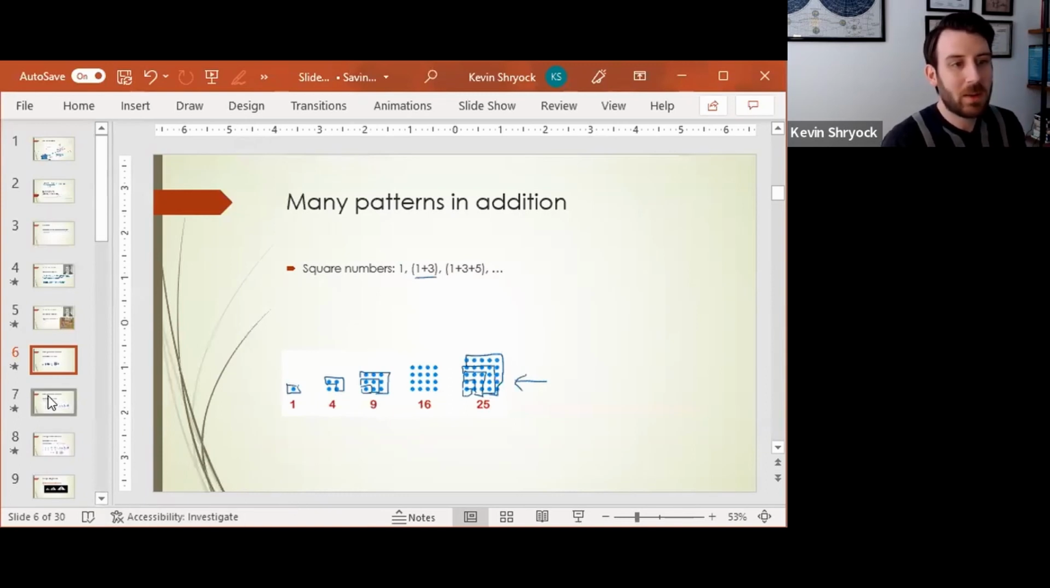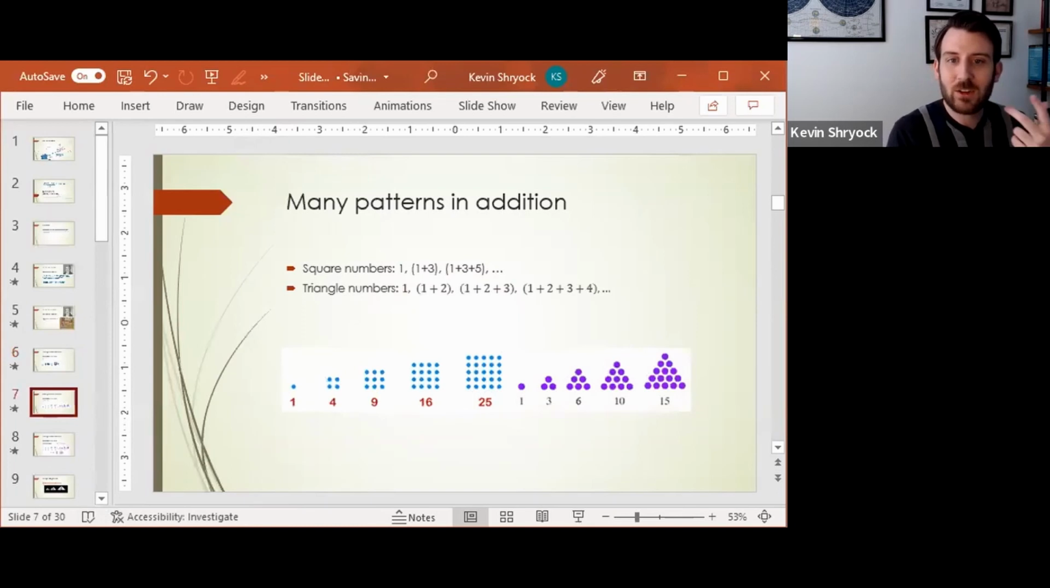On top of that, what about other shapes, like the triangular numbers? There are triangular numbers, the numbers that can be formed into triangles. These also have patterned addition. 1, and 1 plus 2 makes 3. And then 1 plus 2 plus 3 makes 6. 1 plus 2 plus 3 plus 4 makes 10, and so on and so forth. There's patterned addition within shapes of these numbers.